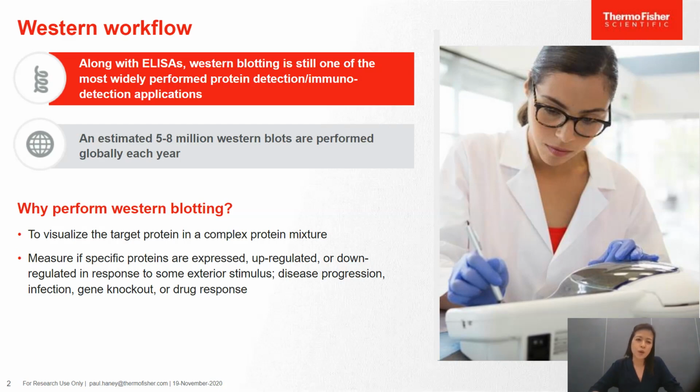Now, along with ELISAs, Western blotting is still one of the most widely performed protein detection applications, and an estimated 5 to 8 million Western blots are performed globally each year. So why do people perform Western blotting? Traditional Western blotting is useful for detecting the presence or absence of a specific protein in a lysate or complex mixture. And furthermore, it can provide a qualitative and also quantitative assessment of changes in protein expression levels in response to stimuli or interventions.